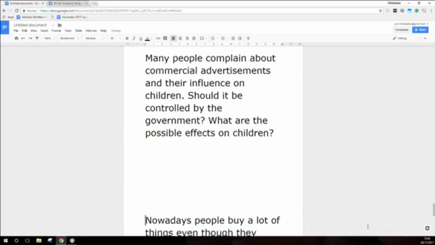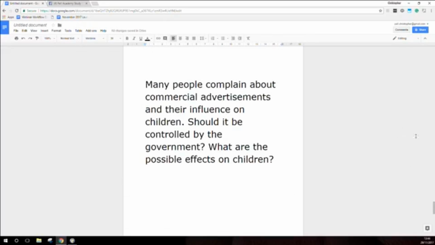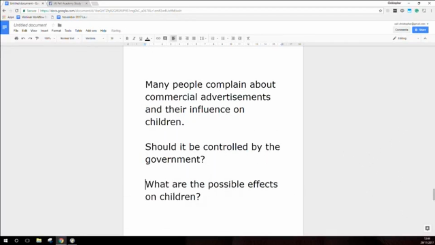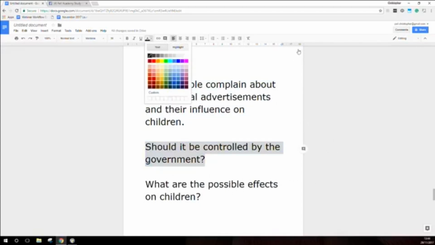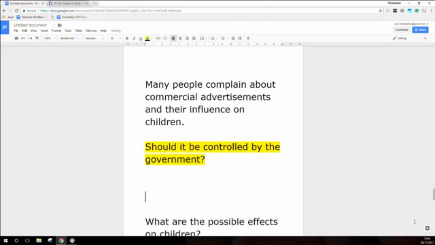So let's do one more at least. Alright, so many people complain about commercial advertisements and their influence on children. Should it be controlled by the government? What are the possible effects on children? Okay, so what you need to do, understand this, and answer this question. Should it be controlled by the government? Okay, so one idea for that.